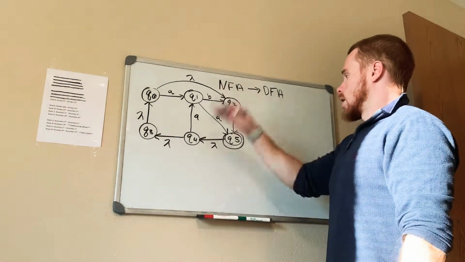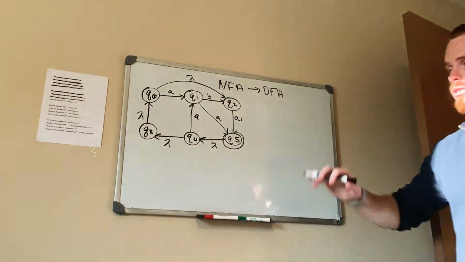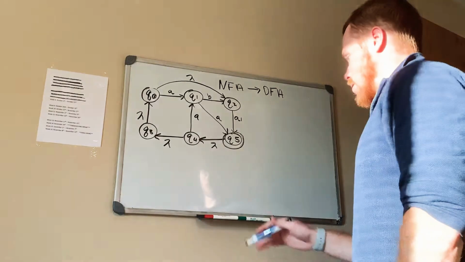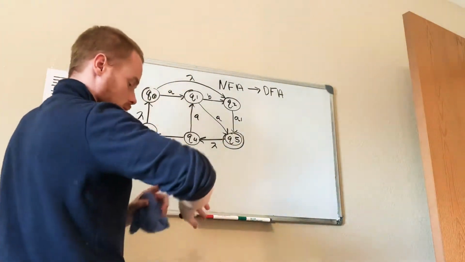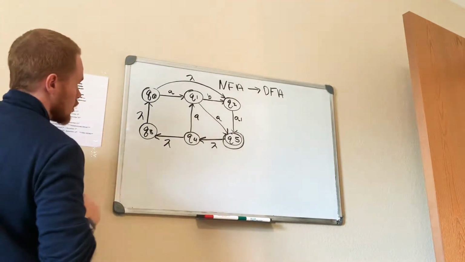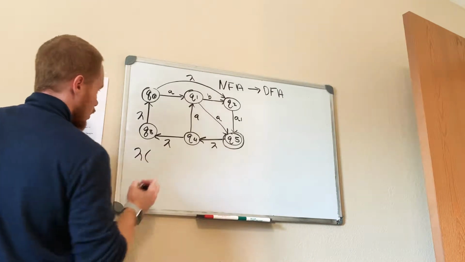Okay, so enough with that. Let's do the conversion from NFA to DFA. What we're going to start out with is finding all the lambda transitions. Basically all the free tickets. Let's get that out of the way.